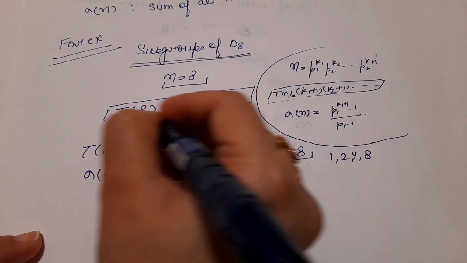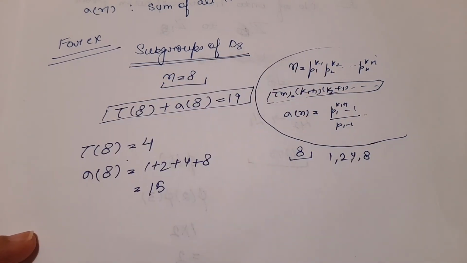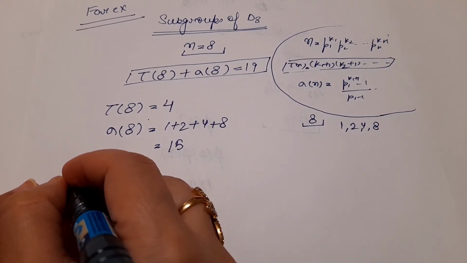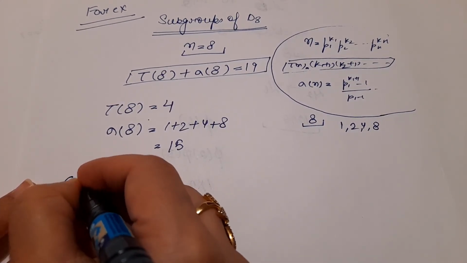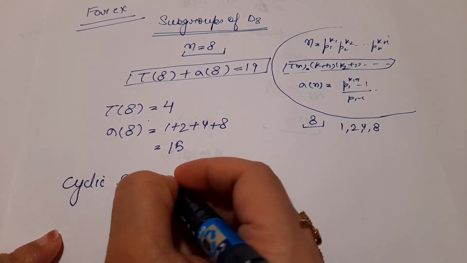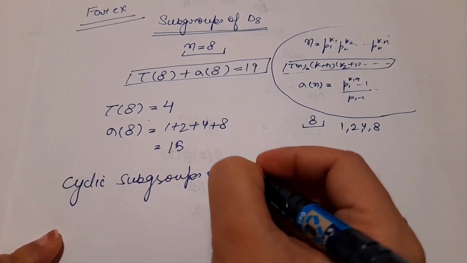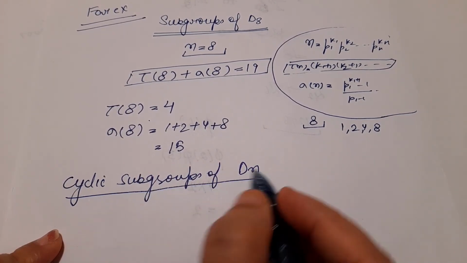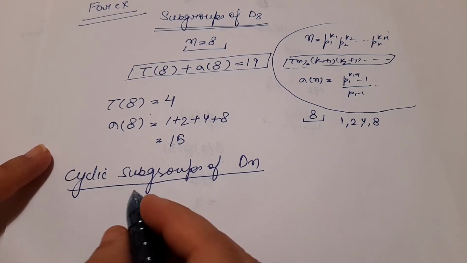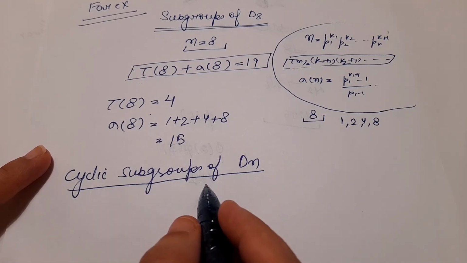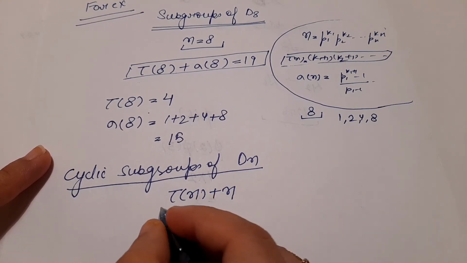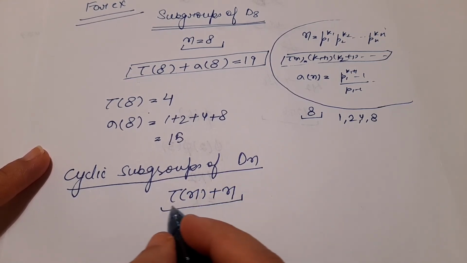That means D8 has 19 subgroups in total. Next we come to the total number of cyclic subgroups. Now we are looking at only the cyclic subgroups of Dn. The total number of subgroups is tau n plus sigma n, but the total number of cyclic subgroups, only cyclic, is equal to tau n plus n.